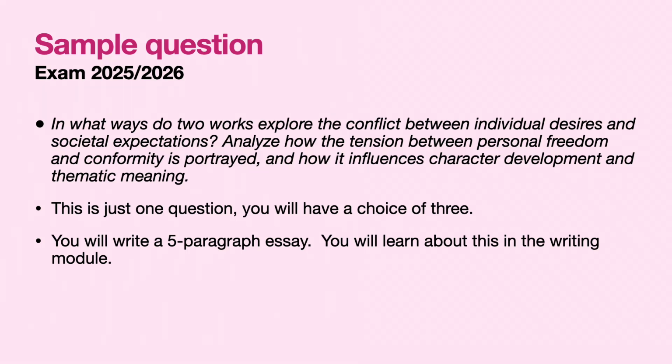So a question for next year that you could possibly see. This would be 1 of the 3 questions, and you would only choose 1 of the 3. But one of them could be, in what ways do 2 works explore the conflict between individual desires and societal expectations? Analyze how the tension between personal freedom and conformity is portrayed and how it influences character development and thematic meaning. So for this essay question, it's quite simple. You look at 2 works and you think, what 2 works show a character who has individual desires to be one way but is forced by society to do something else? You will compare and contrast how that works in 2 works, and you will write a 5-paragraph essay on it.